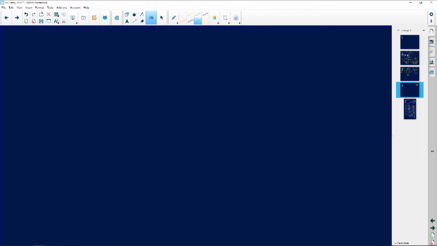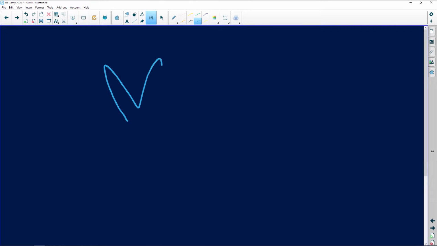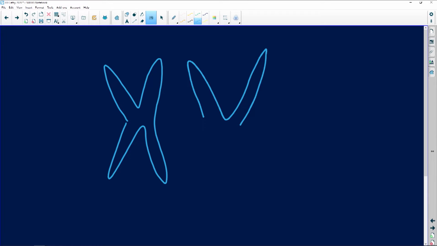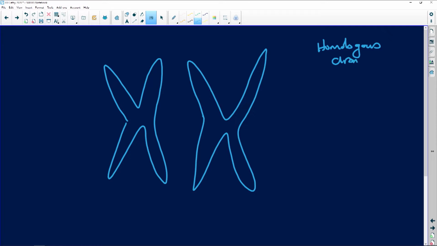All right, so you've got, as I did just now, these are called homologous chromosomes. Now here you've got your centromere. This is from your dad, so this will be paternal. This is maternal. So this is the maternal chromosome. And this is your paternal chromosome.